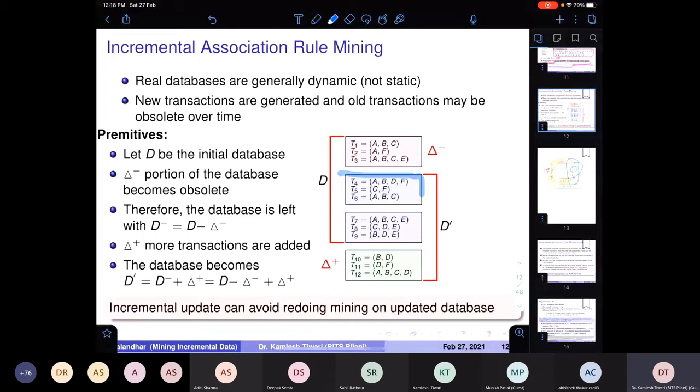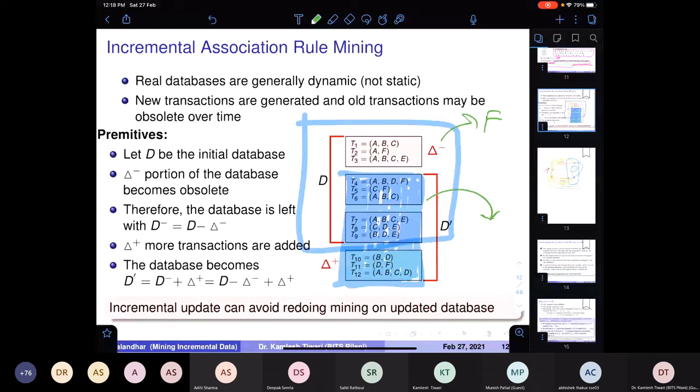Now you have this database. I am going to call it D dash. Earlier you had this database, now you have this database. How do we find the solution on this, by using the previously stored solution? For the earlier database you had the solution F, and for this the solution is F dash. How can I use F to find F dash using delta plus and delta minus? This is what we wanted to discuss.